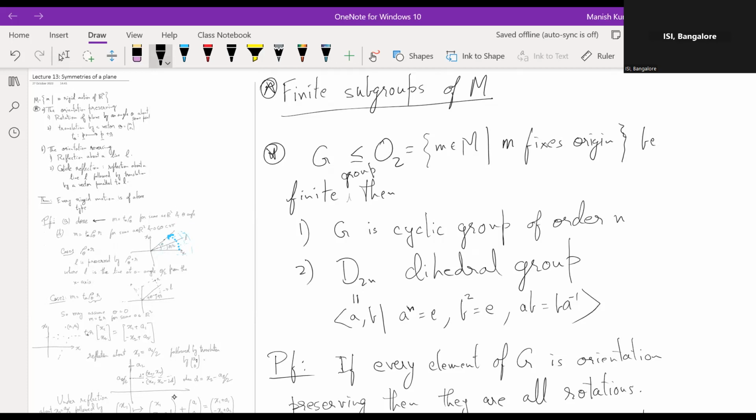Then G is a cyclic group of order n, or it is isomorphic to the dihedral group. Have you seen this? You have seen some group theory, right? So you know what a cyclic group of order n is. It's isomorphic to Z mod nZ, if you like. And you know what the dihedral group is? Is there anyone who doesn't know what the dihedral group is?